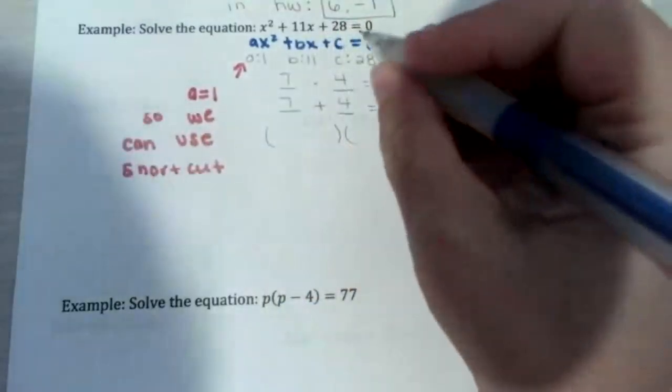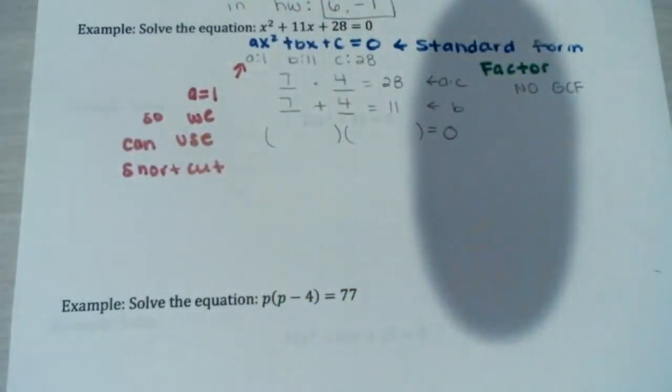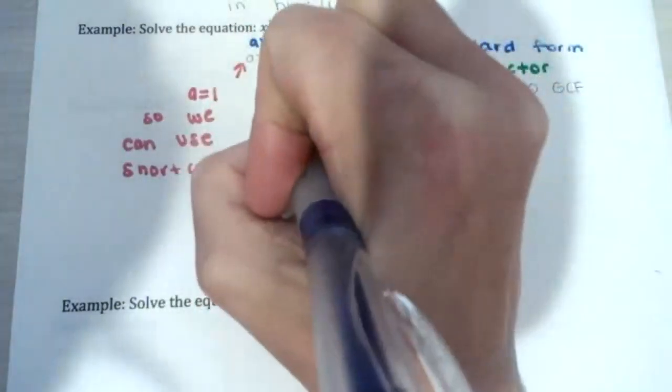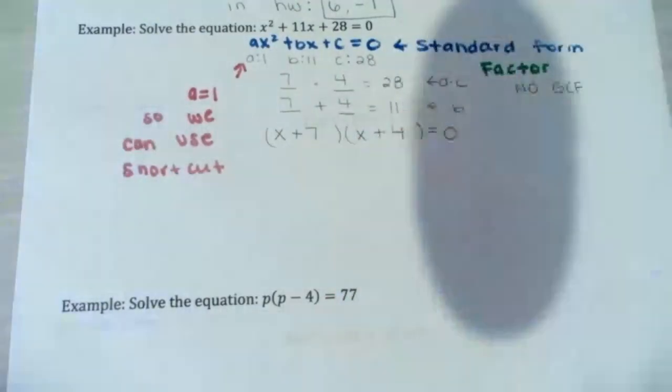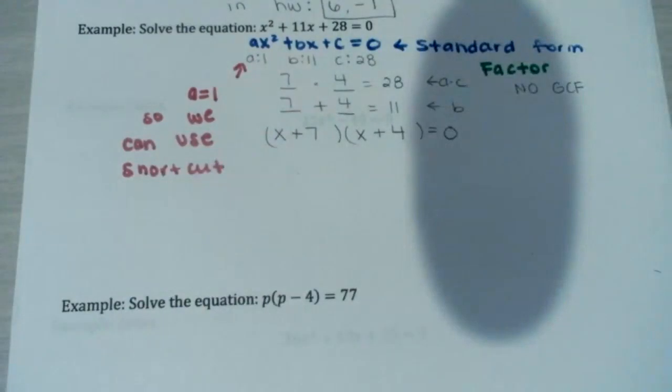Set equal to 0 this time because it's equal to 0. Our variable's x. And our blank is positive 7, so that means x plus 7 is one factor. And our other blank is positive 4, so that means x plus 4 is our other factor. So x plus 7 times x plus 4 equals 0. So now that it's in factored form, just like we did up here, we can set each factor equal to 0 and solve.